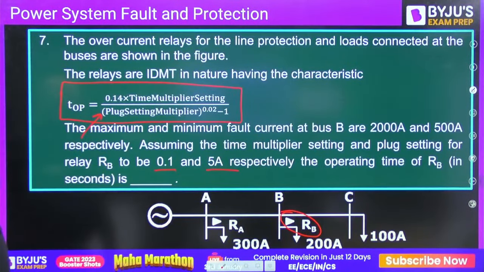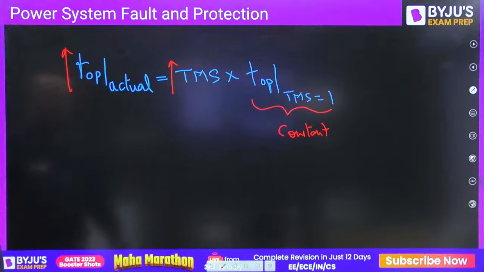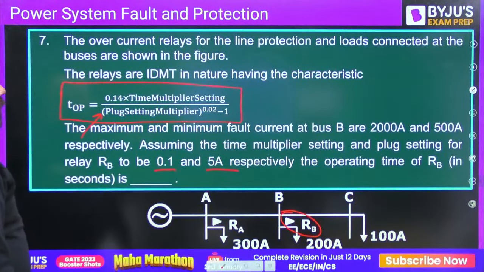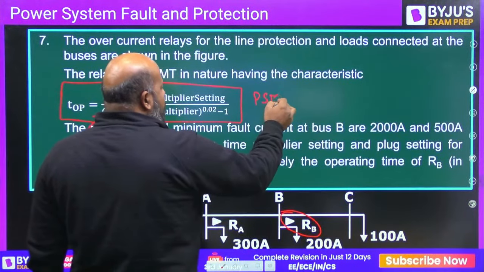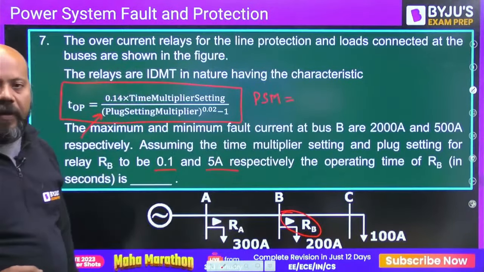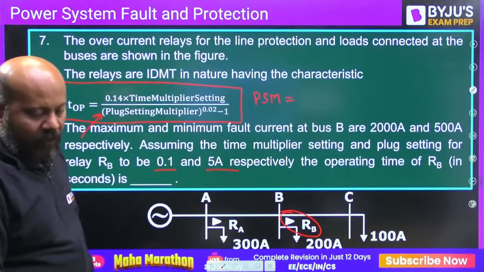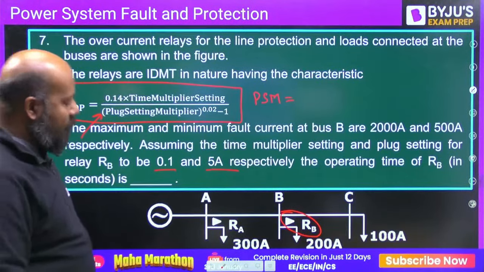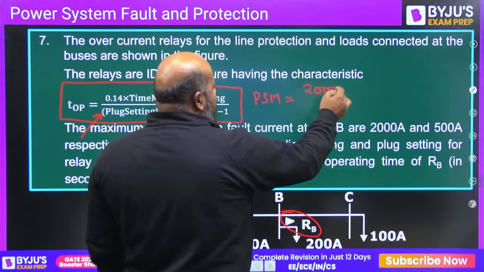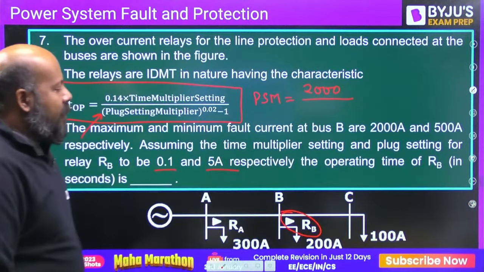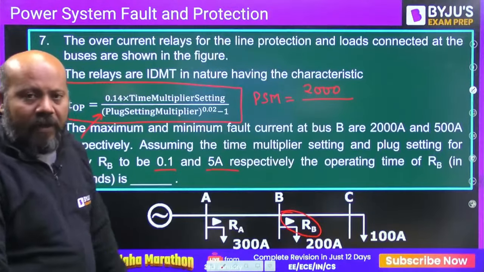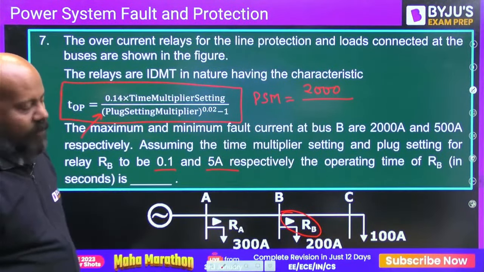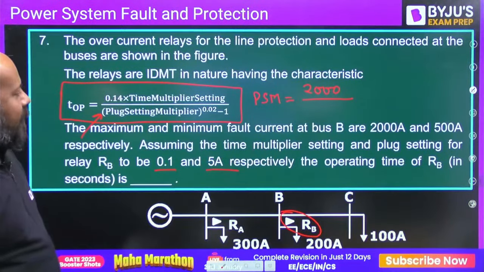So, how you are finding the plug setting multiplier, we have already discussed, I think. You can do it here itself. Plug setting multiplier, how are you writing? Write the fault current divided by the pickup current. So, what is the fault current? The maximum fault current is 2000. Now, this fault current is to be divided by the pickup current for which the relay is going to operate. And that pickup current is given as 5 ampere.